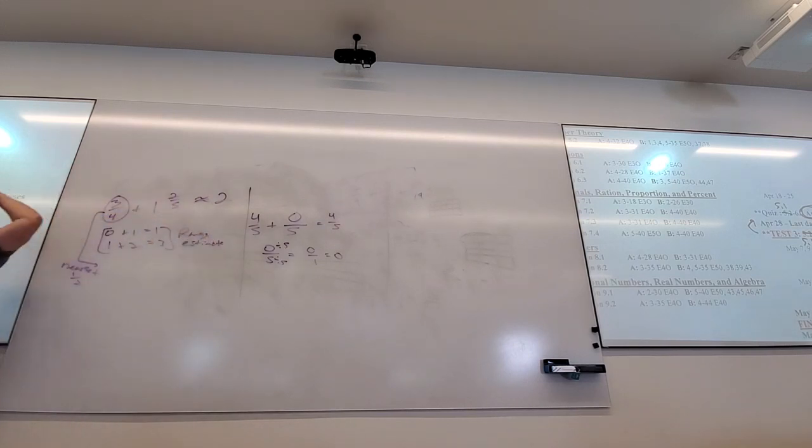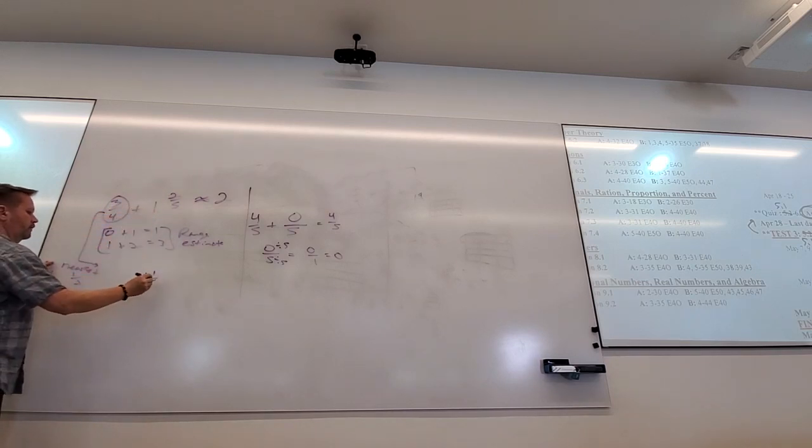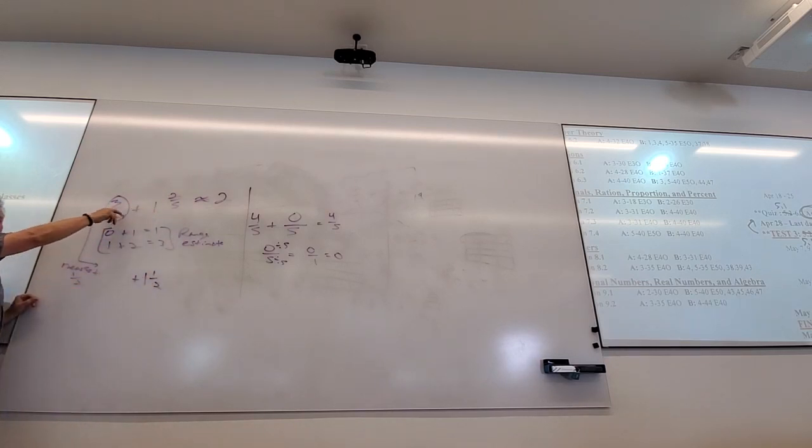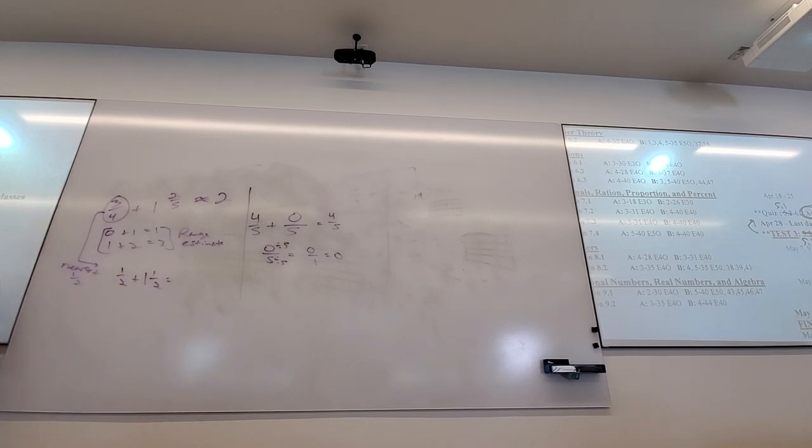2/5 to the nearest 1/2. Is 2/5 closer to a half, or is it closer to 0? Closer to a half. So I'm gonna make this go up to 1.5. So I should probably make this go down to a half. And then we end up with 2.